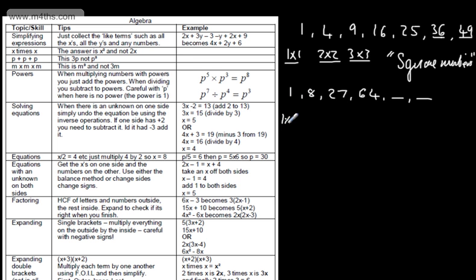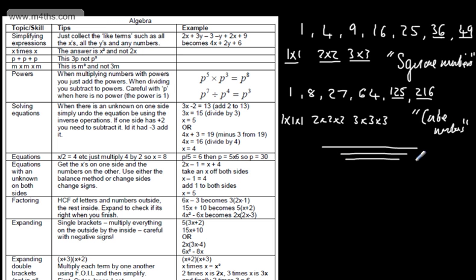This is 1 times 1 times 1. This is 2 times 2 times 2. 3 times 3 times 3. So that's 4 cubed. We're going to have 5 cubed, which is 125, and 6 cubed, which is 216. And we would say these are the cube numbers. So those are certainly ones that we should be spotting. Let's look at some others.